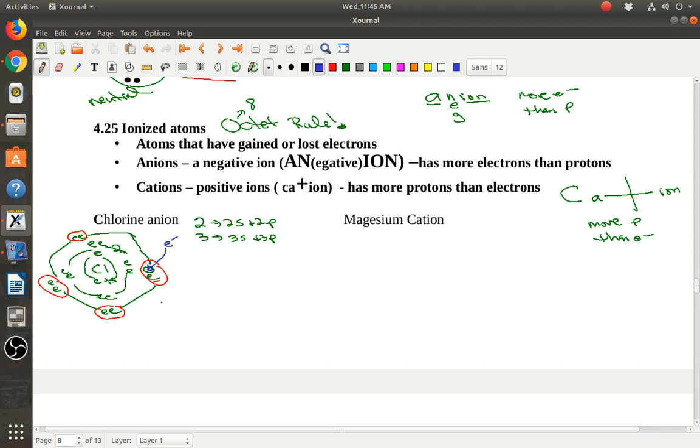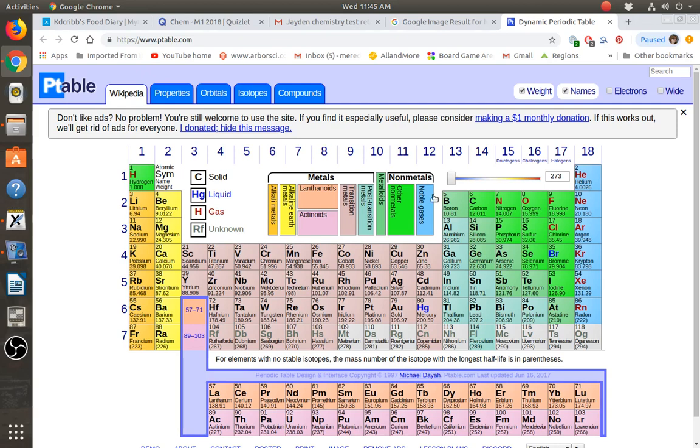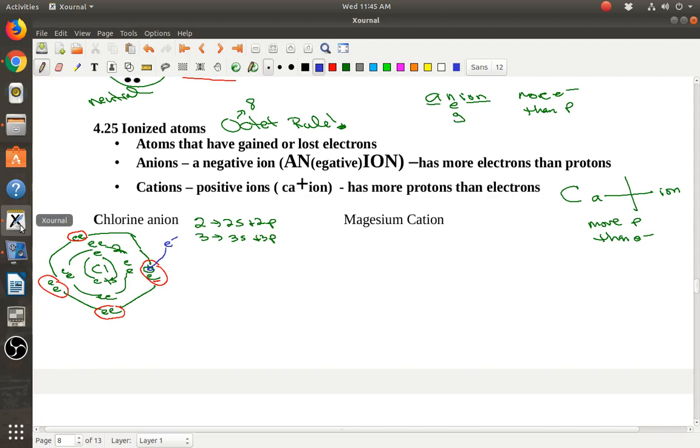So if another electron fills up that spot, we will now have 8 valence electrons. Let's look again at the periodic chart. There's chlorine. The neutral atom of chlorine had 17 protons and 17 electrons. That's a plus 17 and a minus 17. When I add that together, I get 0. That's for the neutral atom.